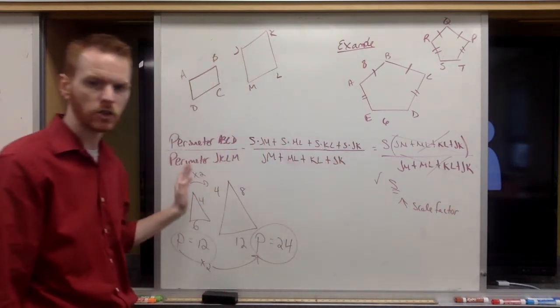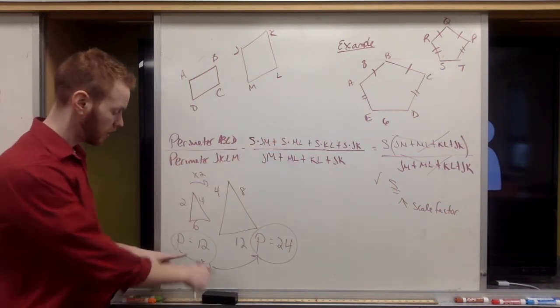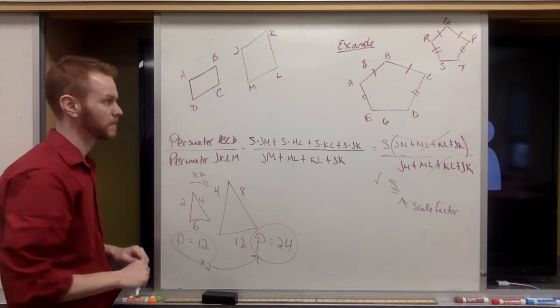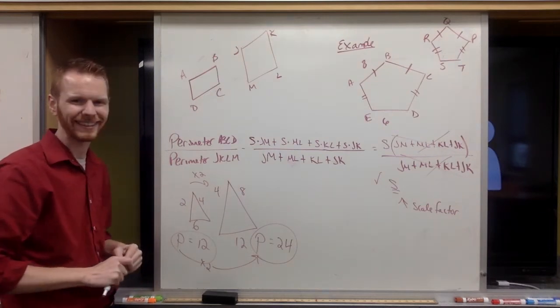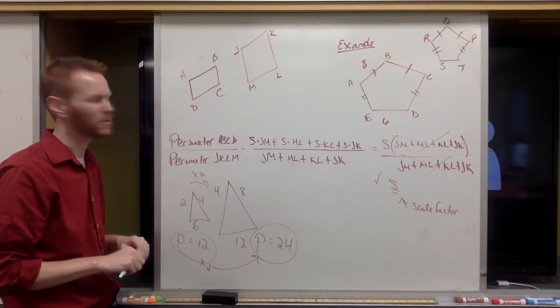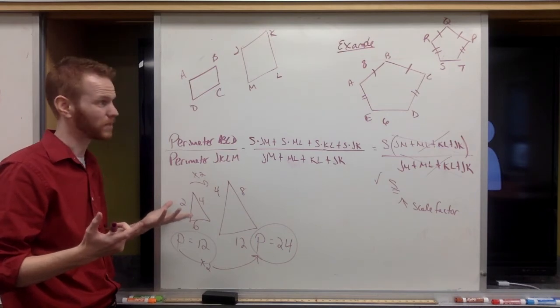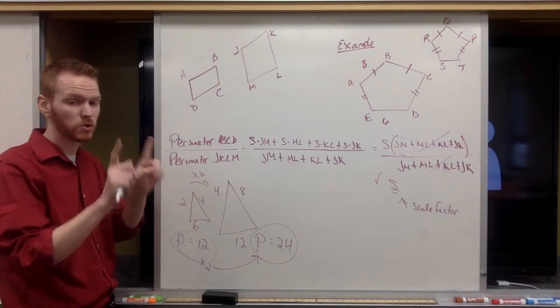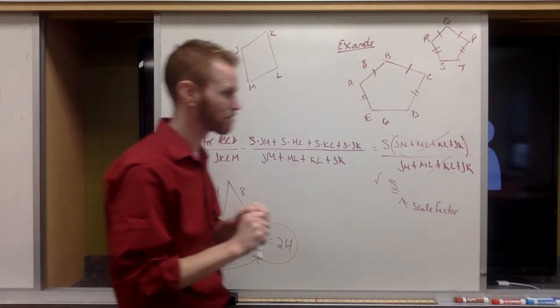Okay? So this is like a small proof to show that what we witnessed here is always going to work no matter what the shape is. Kind of cool, isn't it? So you don't need to know all the measurements to figure out the perimeter of something. For two similar shapes, I should say.